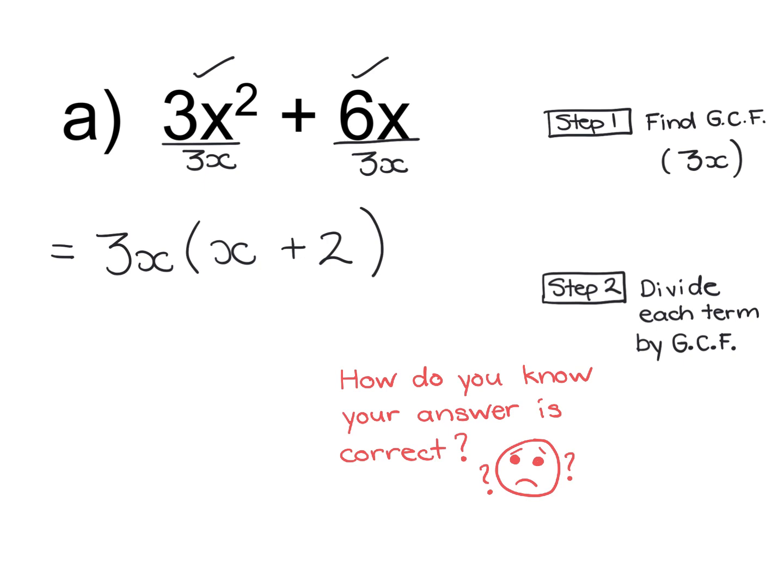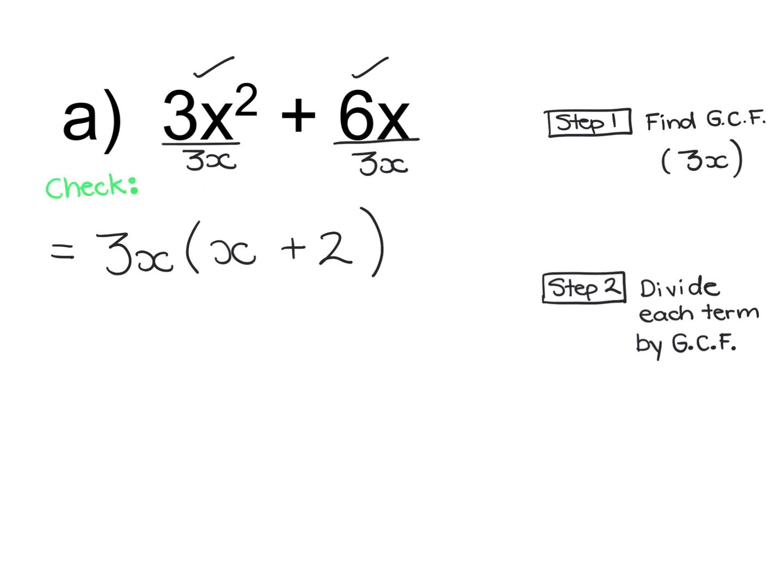Now, how do you know that you actually have the correct answer? How do you know you haven't made a mistake? Well, there's actually a way to check this. So let's do that. So to do the check, you're going to multiply your answer out. So let's start off with the 3x and multiply with the x. Now, 3x times x is going to be 3x squared.